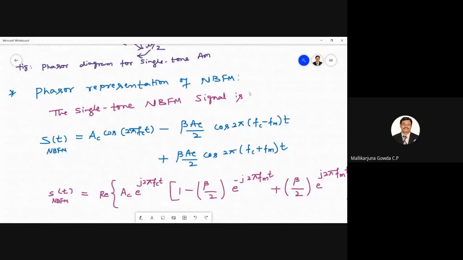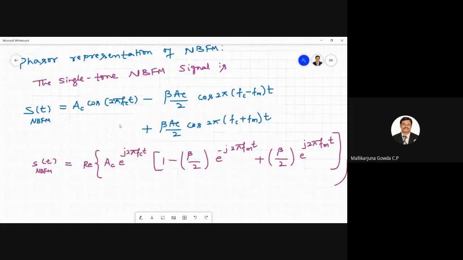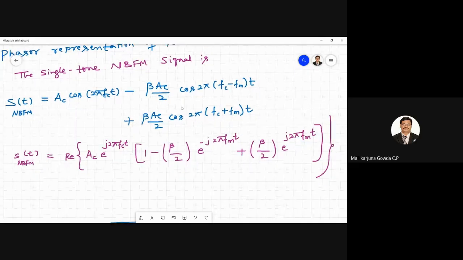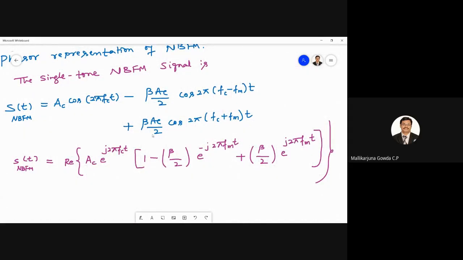In the same way, I have written the expression for narrowband FM also. The narrowband FM expression is: first term Ac cosine 2 pi fct, next minus beta into Ac by 2 cos 2 pi (fc minus fm) t, then beta into Ac by 2 cosine 2 pi (fc plus fm) t. You can write each and every term in terms of exponentials. Cos 2 pi fct can be written as e power j 2 pi fct, taking only the real part. Similarly, this one is e power j 2 pi fct into e power minus j 2 pi fmt, and this is e power j 2 pi fct into e power j 2 pi fmt. So take e power j 2 pi fct as common along with Ac, and I will be able to write this.